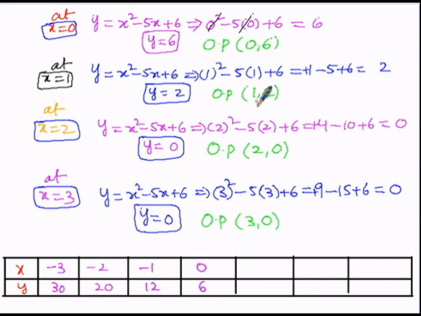Then next x value is 1, then y value is 2. When x is 2, y is 0. So here 2 and 0. When x is 3, then the y value will be 0. So here the first ordered pair is minus 3 comma 30, and minus 2 comma 20 is the second ordered pair, minus 1 comma 12 is the third ordered pair, and similarly and so on. So we are going to plot all these ordered pairs in the graphical sheet.